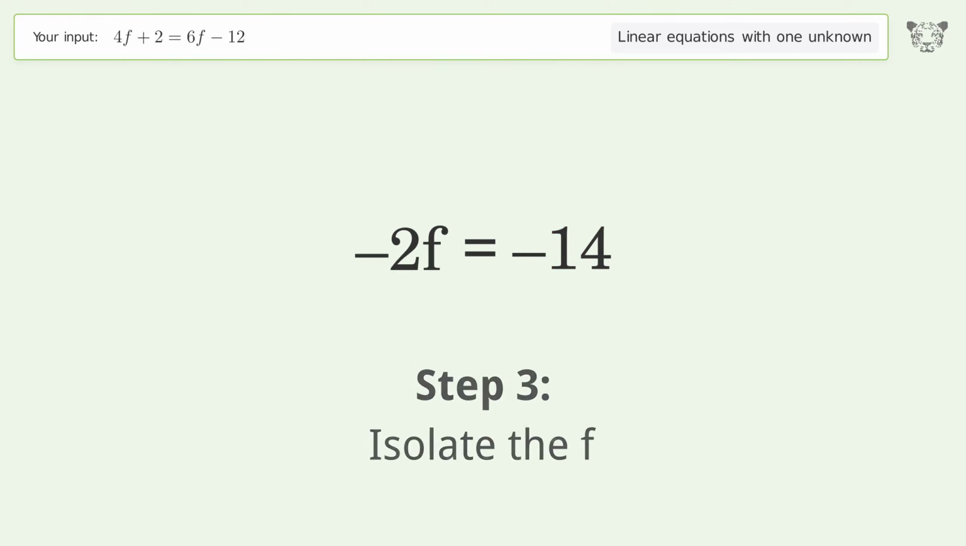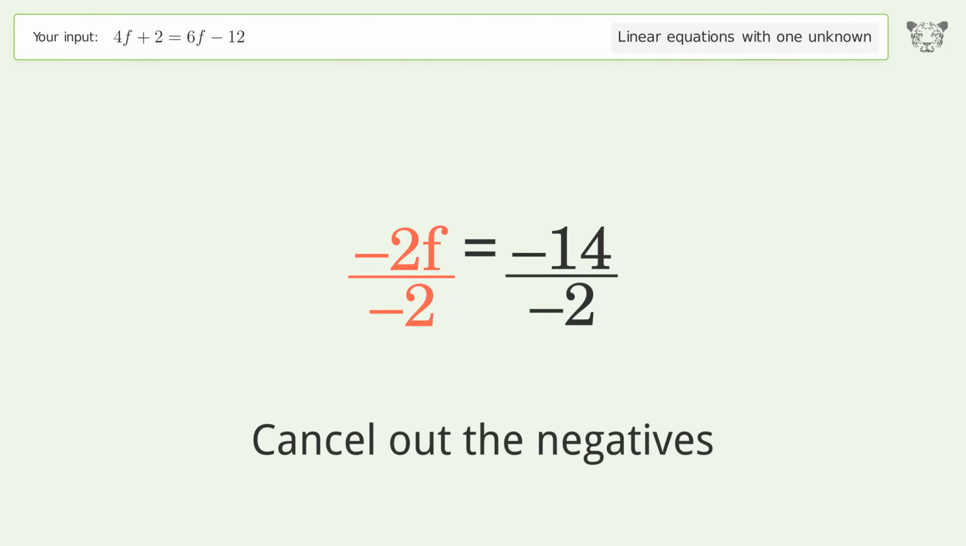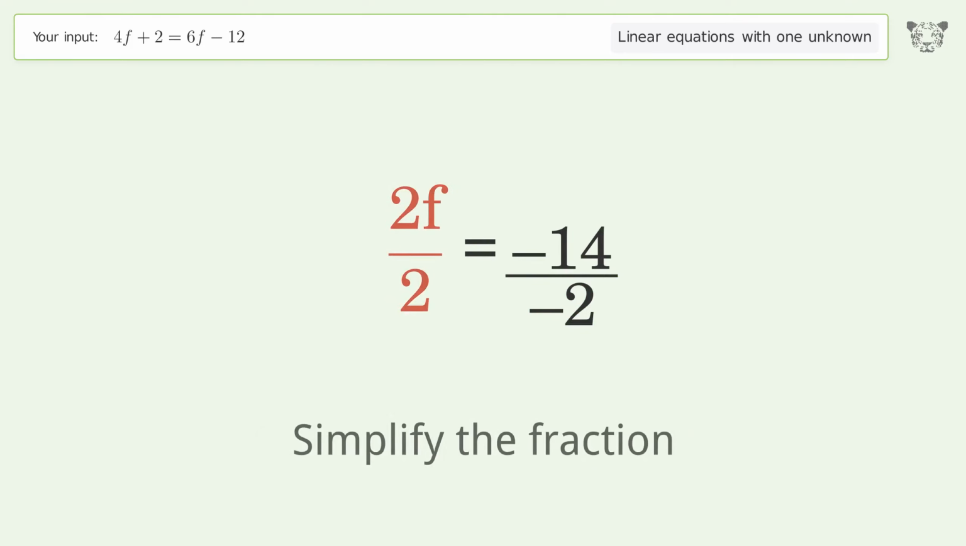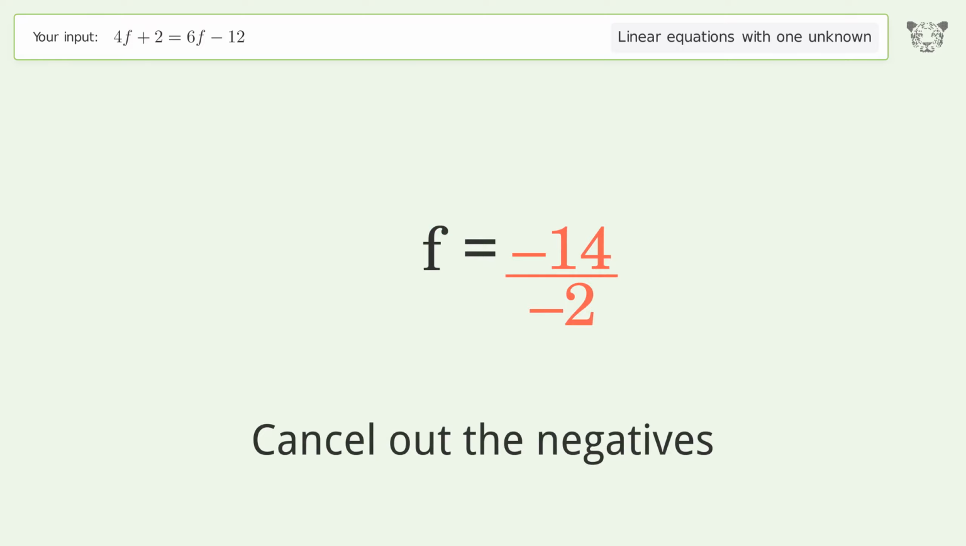Isolate the f. Divide both sides by -2. Cancel out the negatives. Simplify the fraction. Cancel out the negatives.